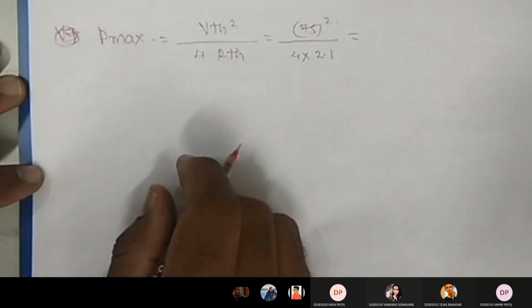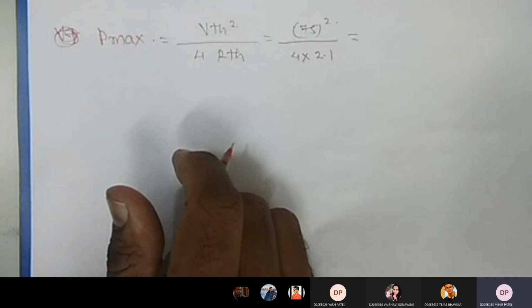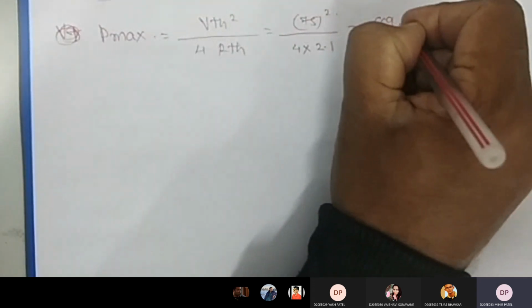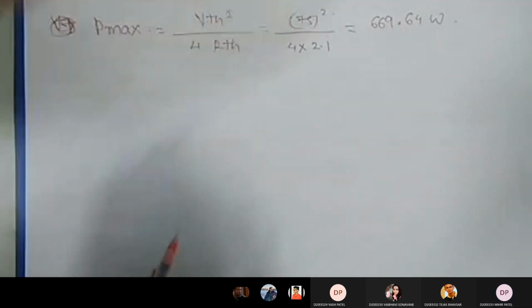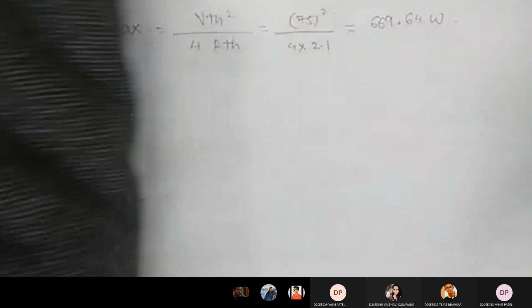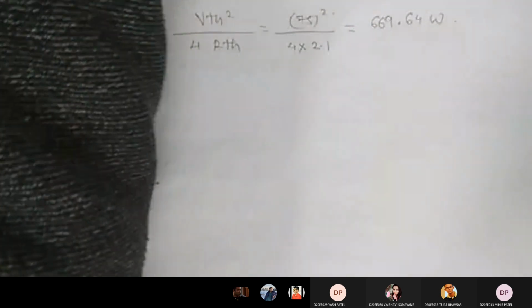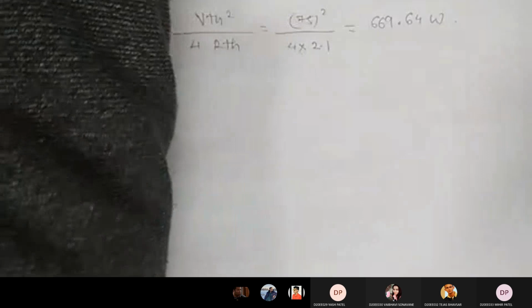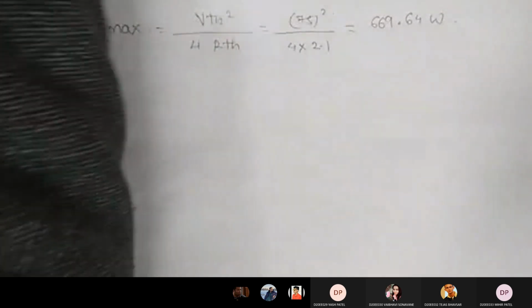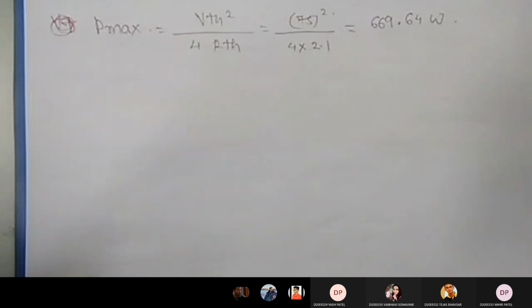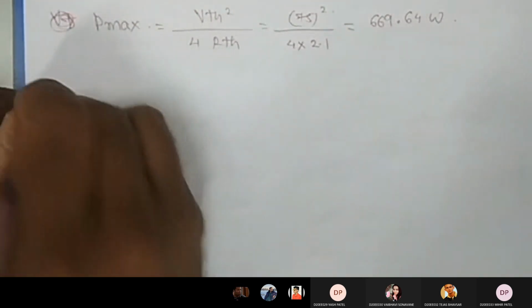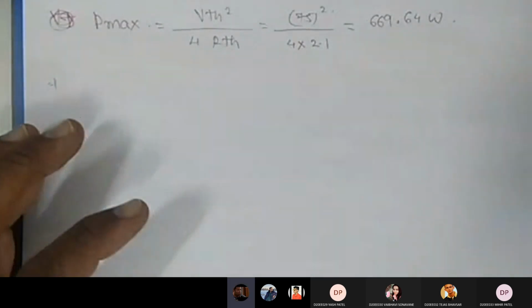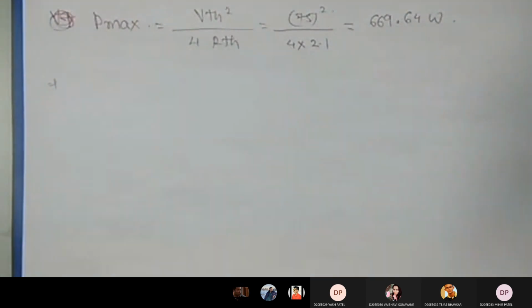What is the answer you are getting? So 669.6. Okay, so this is your maximum power transfer theorem. We will do more examples on the maximum power transfer theorem, but we need to remember what the maximum power transfer theorem is and what the use of it is.